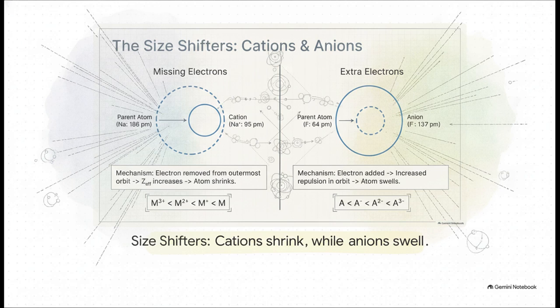Well, with a missing electron, that inward pull of the nucleus suddenly dominates. On the other hand, an anion, an atom that gained extra electrons, swells up significantly because those new electrons crank up the outward repulsion in the orbit.